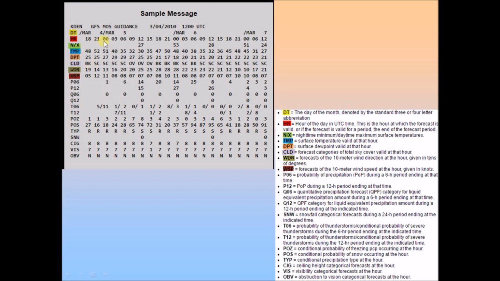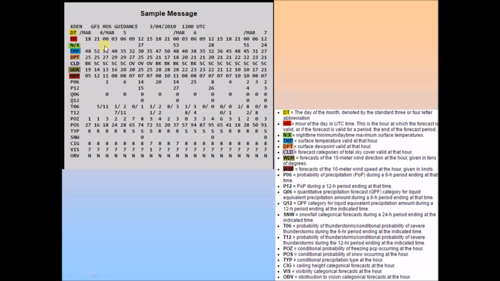So 0Z always starts a new day in the weather world, even though 0Z can still technically be the evening time on the day before. So here you can see that we have HR, which stands for the hour in UTC time. And this is important because this is the hour at which the forecast is valid, or if the forecast is valid for a period, the end of the forecast period.